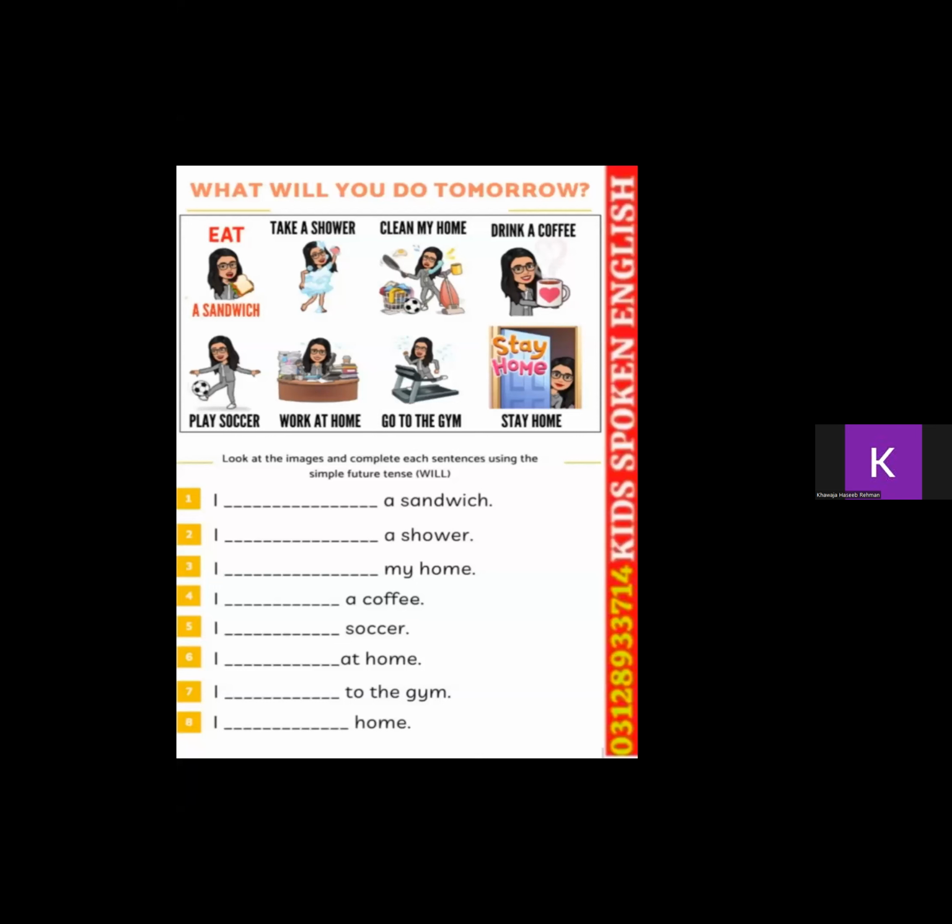Okay, so Shariz, you have to tell your tomorrow routine, and you have to tell it by using "will." What will you do tomorrow? I will wake up at 6:50 a.m. I will take a shower at 7 o'clock a.m. I will brush my teeth at 7:10 a.m. I will get ready for school at 7:30 a.m. I will go to school at 8 o'clock a.m.